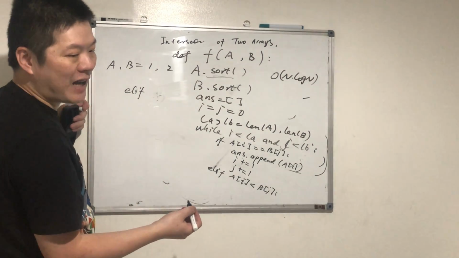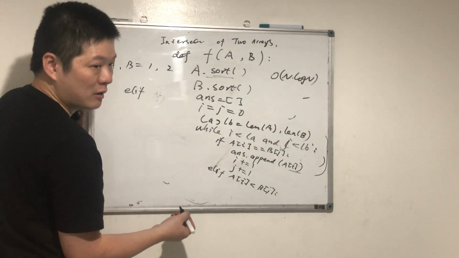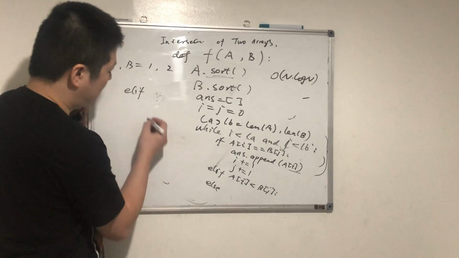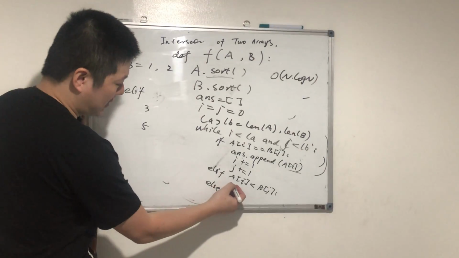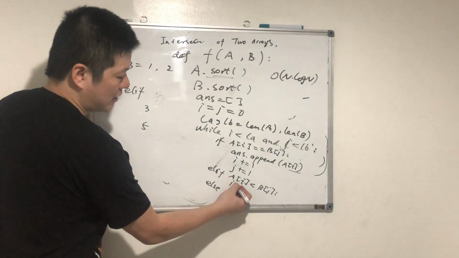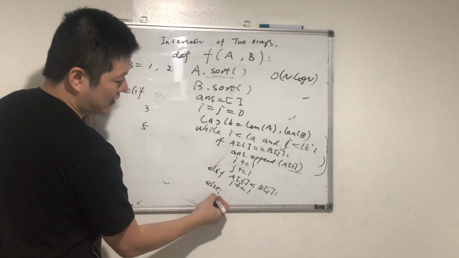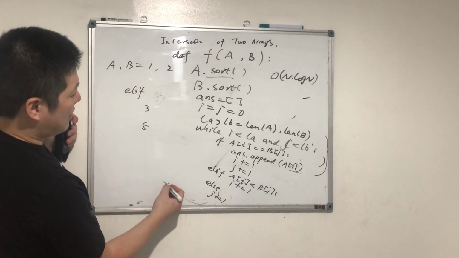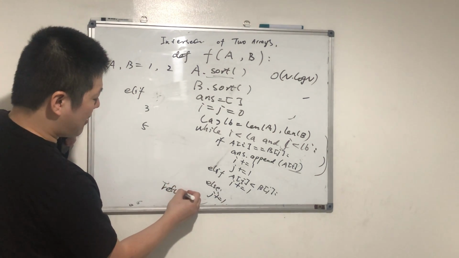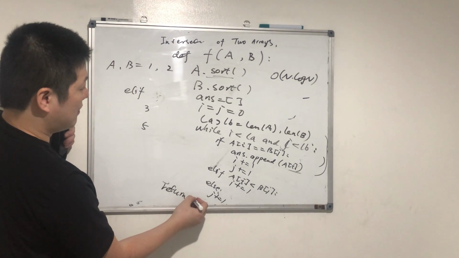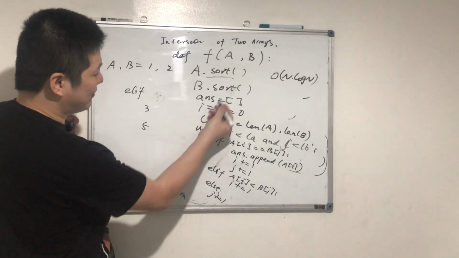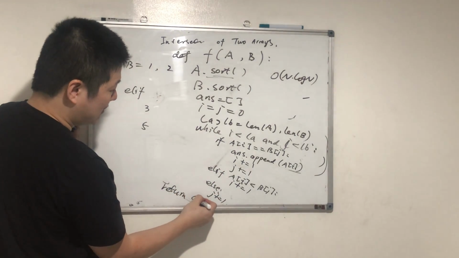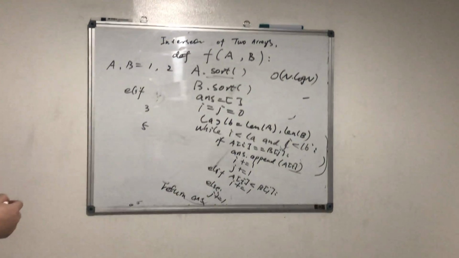Move I or move J? Wait, let me think. 3 and 5. I. So I add equals 1. And here else, J add equals 1. And then return what? Return what? What are we doing here? Return the answer. Yeah, write it down.